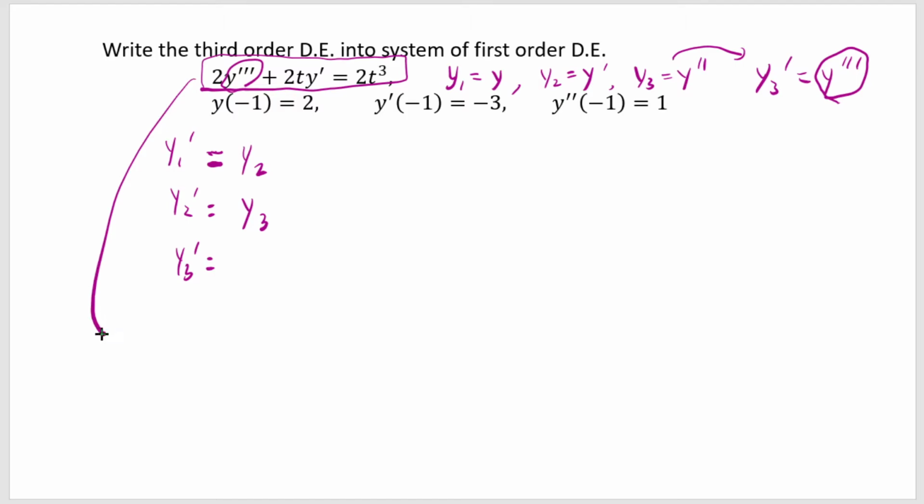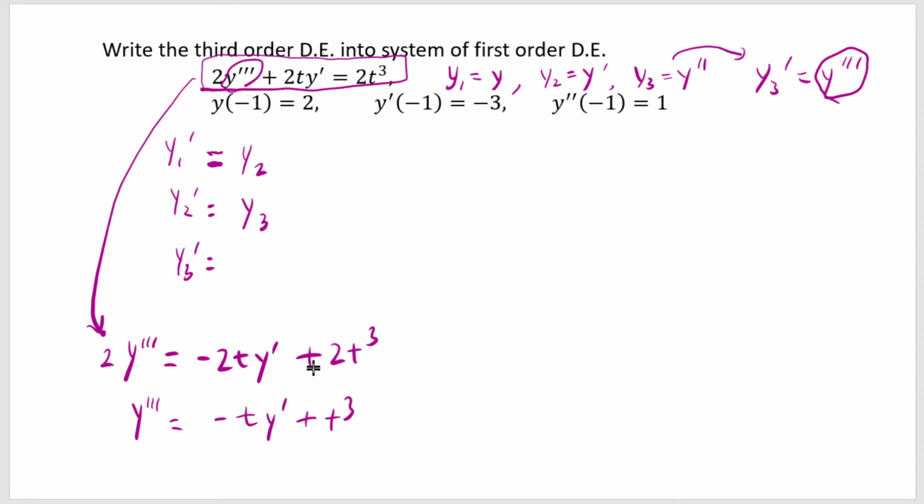So let's do that. We solve for y triple prime by first moving the negative 2ty prime to the other side so that it becomes negative, still plus 2t cubed, and then divide by 2, you get y triple prime equals negative t y prime plus t cubed.